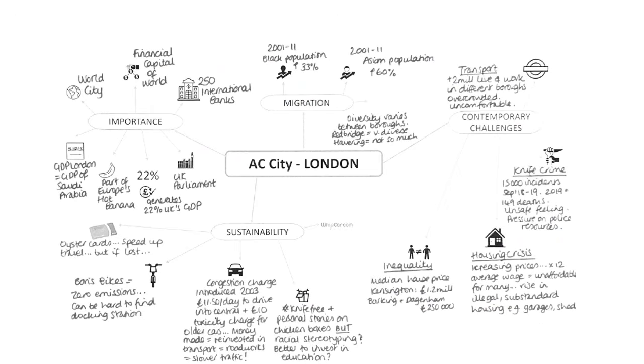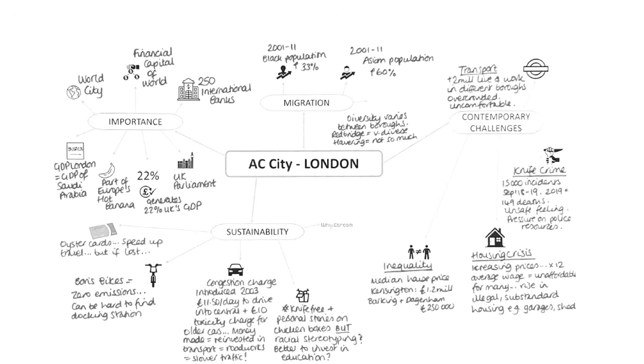Right, so you've got two main case studies that you need to know. You need to know a case study of an AC city, which is London, and a case study of an LIDC city, which is Lagos. And you need to know these in quite some detail. So you need to be able to talk about the importance of the cities, ways of life and migration, contemporary challenges, and what they're doing to try to be more sustainable.